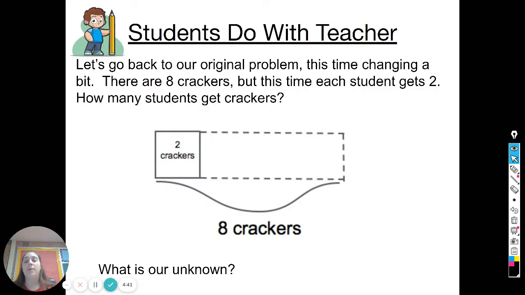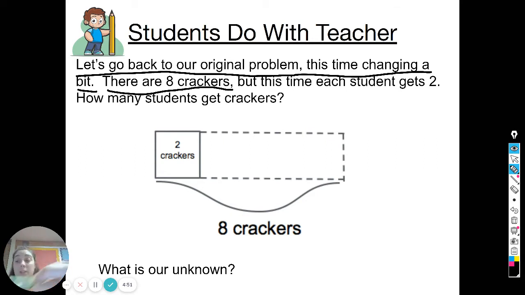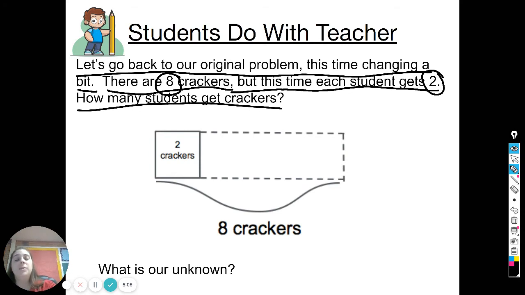Now is the part where I'm going to have you do it with me. So let's go back to our original problem, this time changing a bit. There are 8 crackers, and there was 8 crackers last time, so that stayed the same. But this time each student gets 2. Last time there were only 2 students. Now we know each student gets 2. So how many students get crackers? So now we have a different unknown.